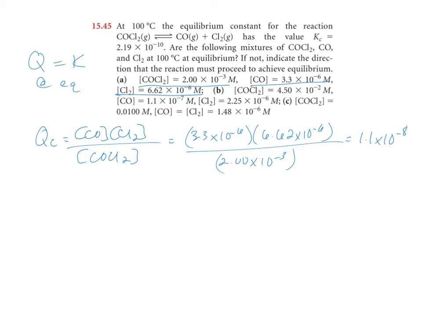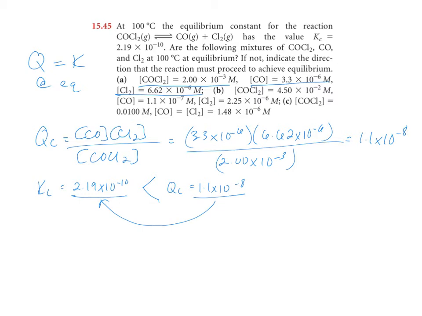So for this particular problem, my K sub C was 2.19 times 10 to the negative 10th, and I just found my Q sub C, which is 1.1 times 10 to the negative 8th. They are not equal. My Q sub C is larger. Since my Q sub C is larger, I'm going to need to get it down. This value has to come down to this value to achieve equilibrium.